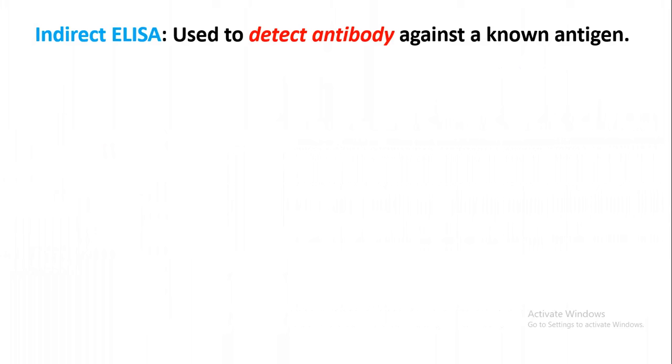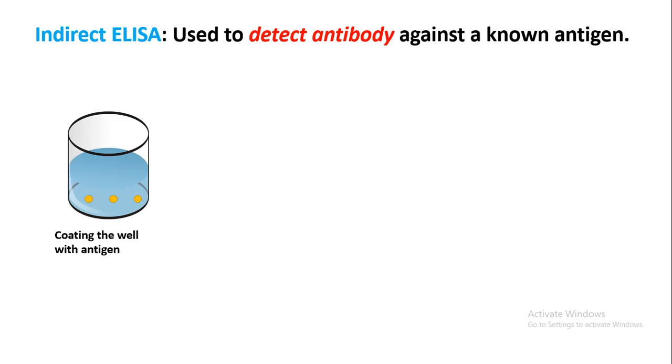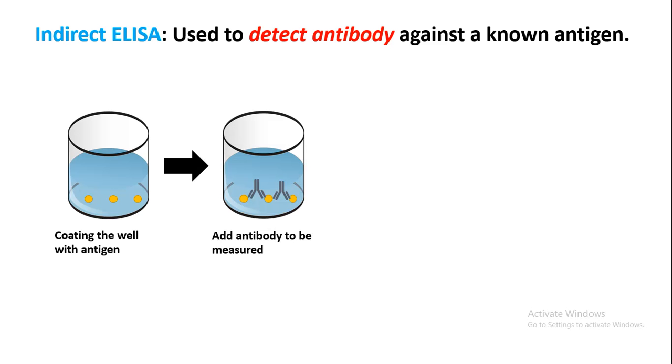So the first variant is indirect ELISA, which is used to detect an antibody against a known antigen. So when we know our antigen, and we want to understand whether there is an antibody and what antibody binds to it, we would do an indirect ELISA. In this situation, wells of the microtiter plate are coated with known antigen. Here the antigens are marked in yellow. Then the antibody to be tested is added into the wells. Hopefully, if the antibody is specific against that antigen, it would bind to that antigen.